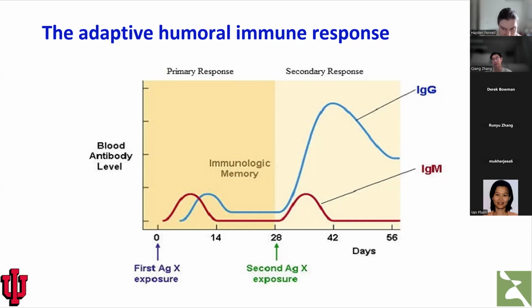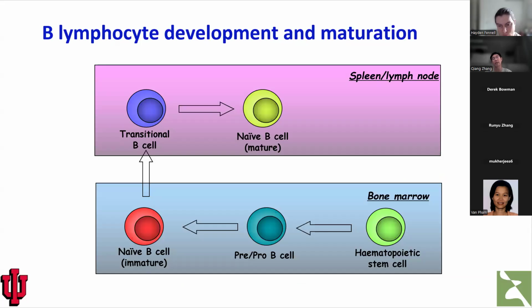B lymphocytes. The B lymphocytes in our body are produced in the bone marrow by the hematopoietic stem cells, and they go through a number of intermediate steps, all right? Then the naive B cells will eventually move out of the bone marrow and go into what we call the secondary immune organs, including lymph nodes and also spleen, where they will be resting for immunosurveillance as mature naive B cells.